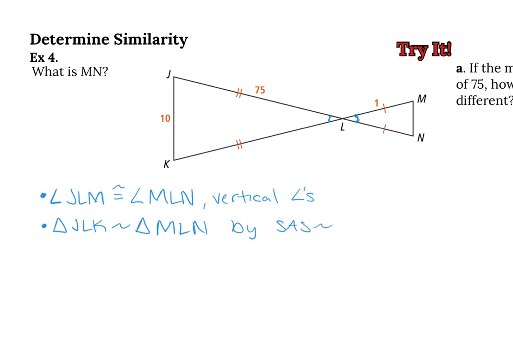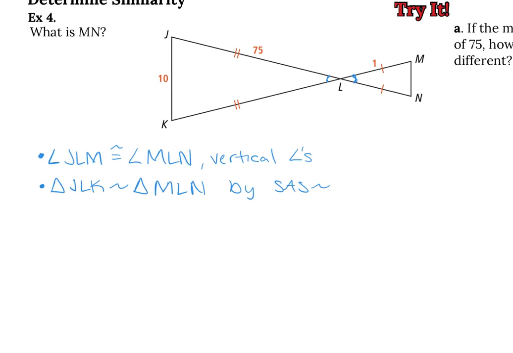Then we can set up our scale factors. So MN would go over JK. And ML would go over JL. Plug in the information that I know. We don't know what MN is, so I'm going to leave that as MN. JK we know is 10. ML we know is 1. JL is 75.